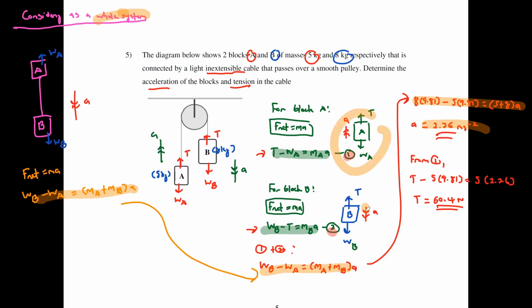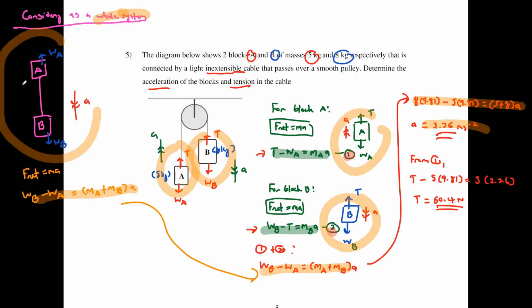But after that, if you want to consider the tension, you have no choice but to consider either one of the blocks. To find the tension, you have to separate it out into blocks and find out the tension individually. If you consider it as a whole system, you cannot find the tension. This one will only help you to find the acceleration.